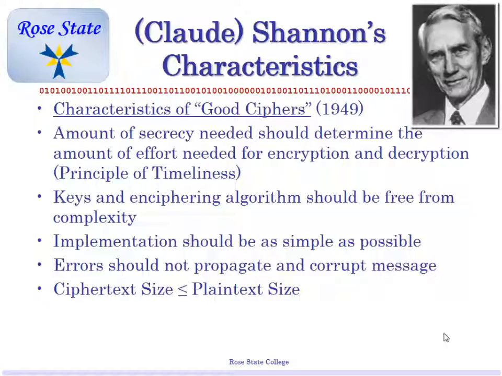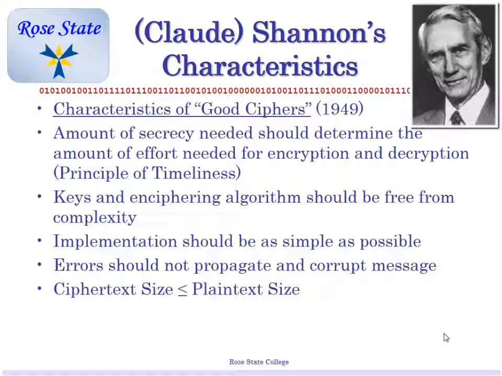Errors should not propagate and corrupt the message. So basically, if we have this big long message and there's an error in block 1, we would not want the error to propagate to blocks 2, 3, and 4. Maybe keep the error in block 1. You ever watch a Netflix video or a YouTube video and the video gets kind of screwed up at one point? It kind of corrects itself and you do get to see it.